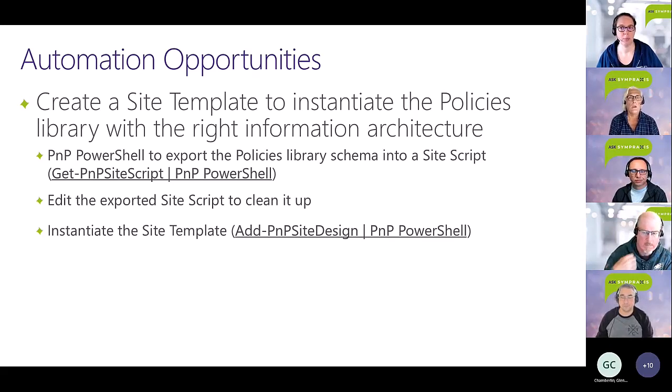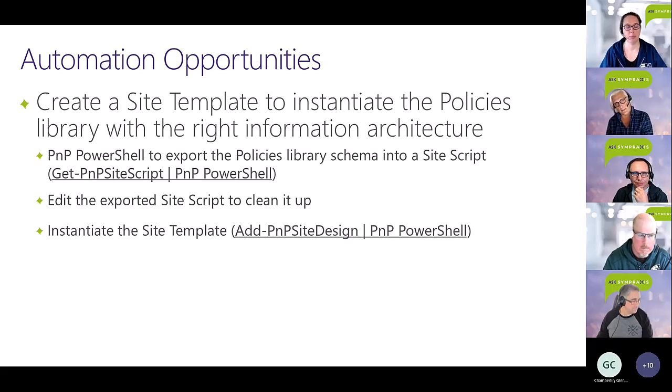The nice thing about building the prototypical site. So typically we'll build the HR site first. We put the policies library in there. We set the policy content type. We can use that Get-PnPSiteScript commandlet. Todd, I should let you talk about this. You export that definition, tweak it a little bit, and then turn that into the commandlet, Add-PnPSiteDesign.